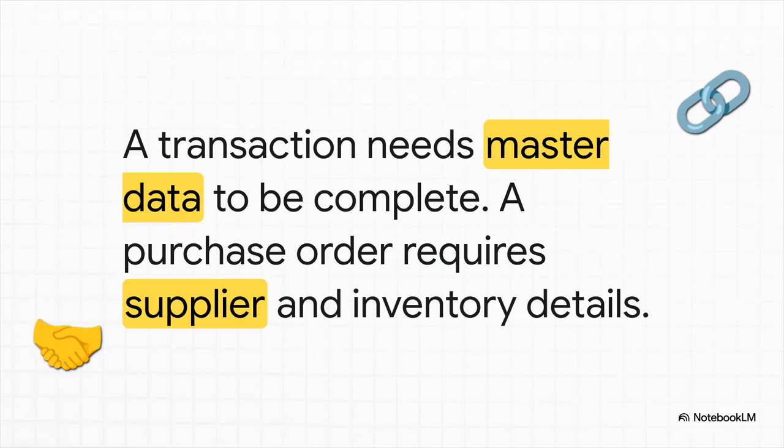And here's the kicker. These two types of data are completely dependent on each other. You literally can't process a transaction, like a purchase order, without the master data that tells you who the supplier is and what the inventory items are. They have to work hand in hand.